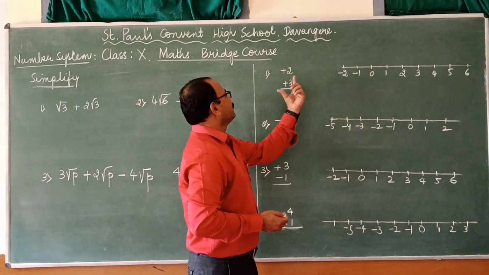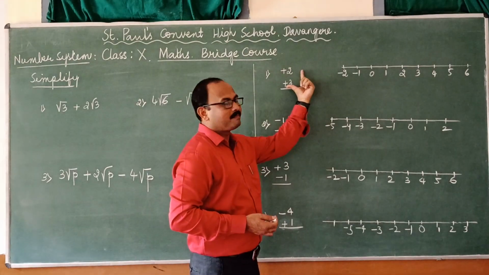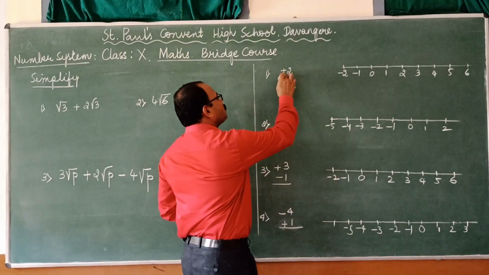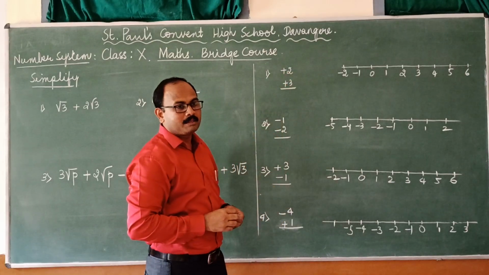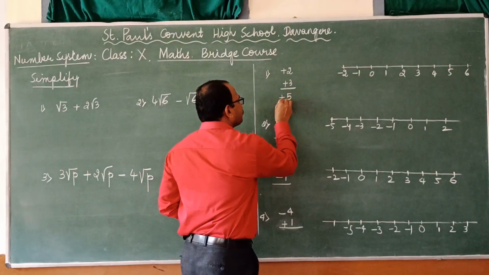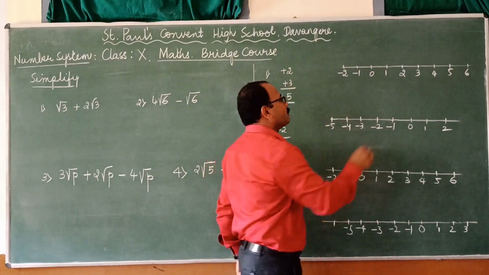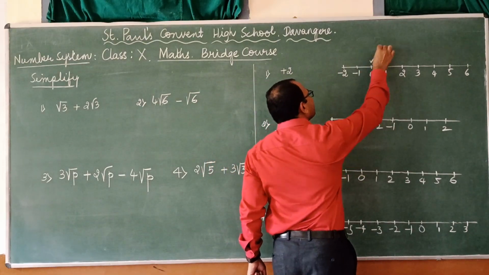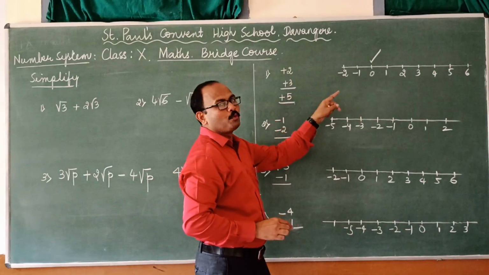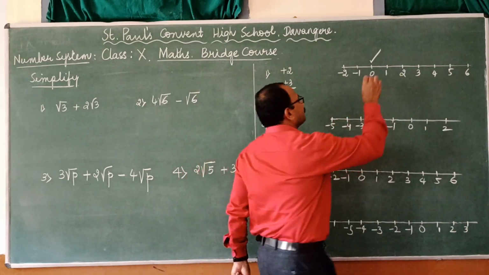Here, let me solve this sum. This is a 5th standard, 6th standard sum using the number line, integers. Plus 2 and plus 3 is plus 5. Answer we know. It is plus 5. Its representation: plus 2 means always we must start doing a sum from 0. Plus 2 means 2 steps we have to move towards the right side.